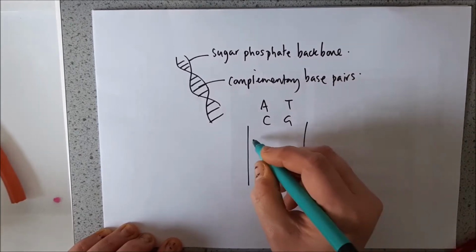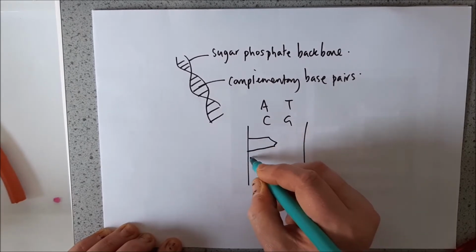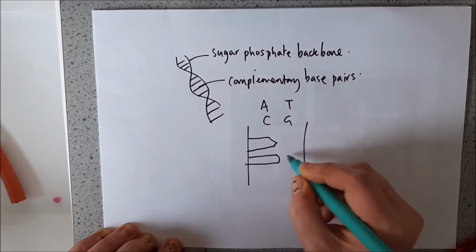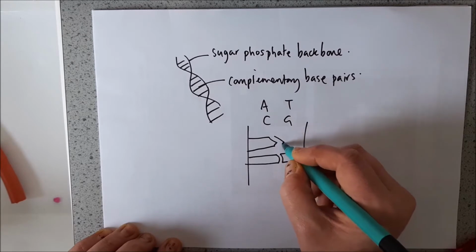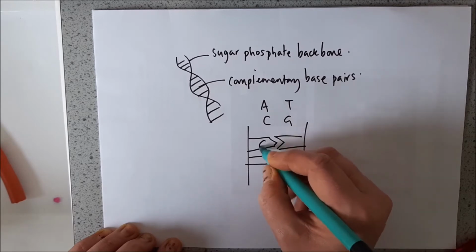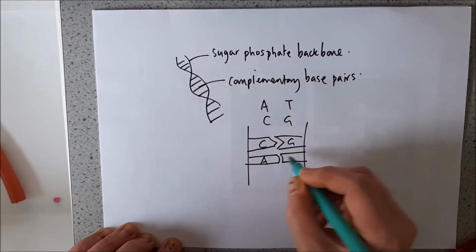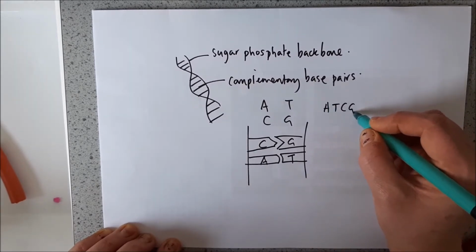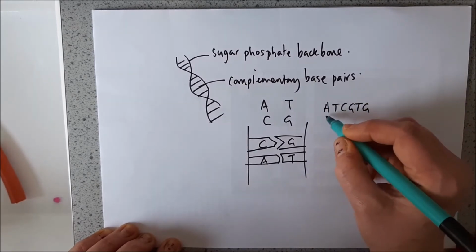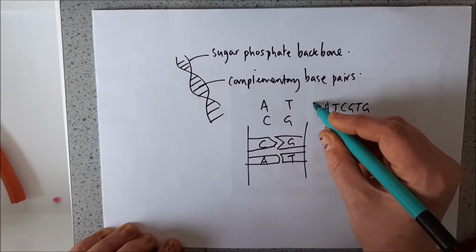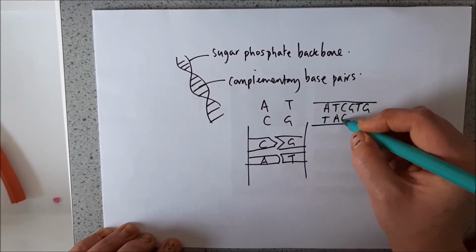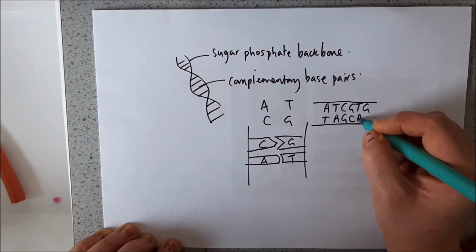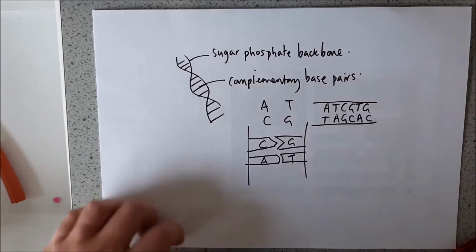And so if we zoom in, we might have C here, which means that would be a G, and A here, that would be a T. And they come in any order, really. And we just know that whatever the order is on one side, the other side is going to be the complementary opposing order, like this.